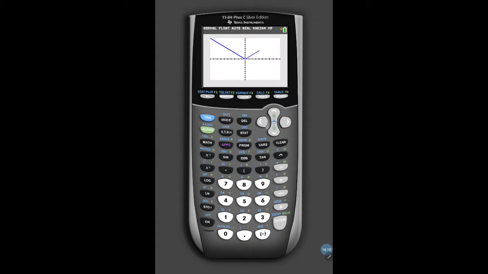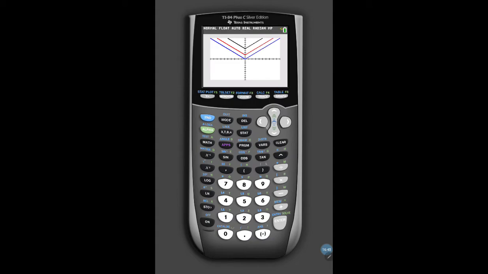Okay, here's your parent function. Let's compare the transformed. It looked like it went up 2 units. All right. So then what happens if I take that same absolute value graph, only this time, let's put +5 on it.